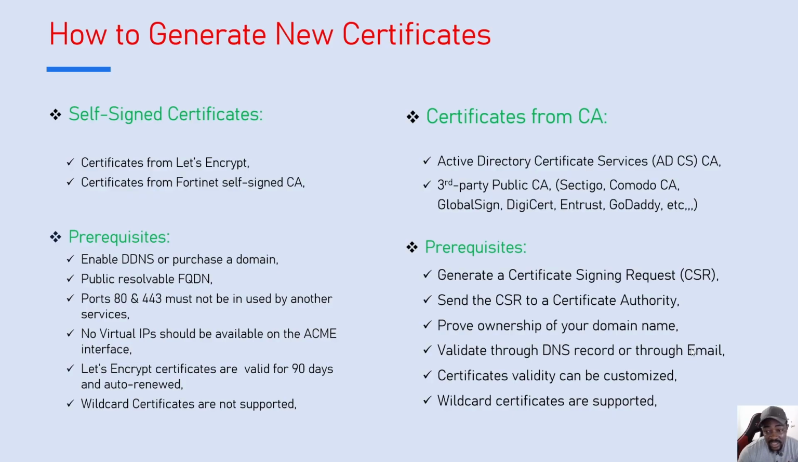Or you either do it through a DNS record or through some information they will send to you through an email. What is good about a certificate from trusted CAs is that the certificate validities can be customized. So rather than having a 90-day certificate like the Let's Encrypt certificates, here you can customize the validity period for 1 year, 2 years, 5 years. This depends on you. And you can also create wildcard certificates on certificate authorities.